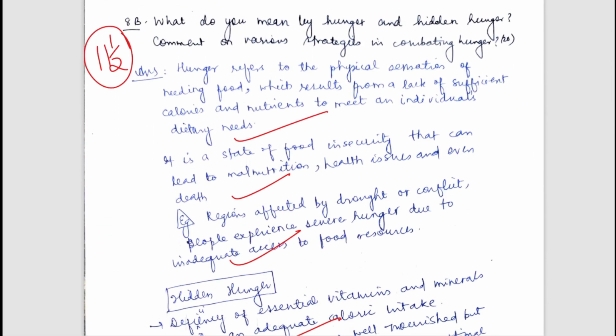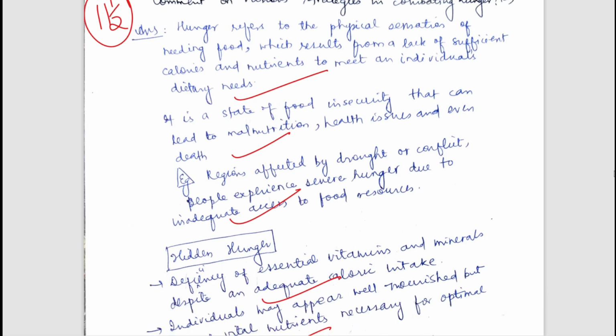The next question is, what do you mean by hunger and hidden hunger? So simply, hunger is that we are not getting food. Hidden hunger is that we are getting food but we are not getting enough amount of nutritional food. So that is the simple point. And that is the simple difference between hunger and hidden hunger.